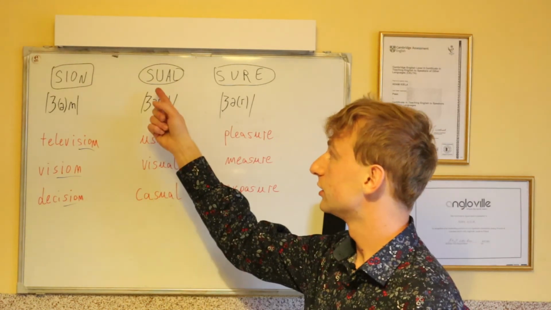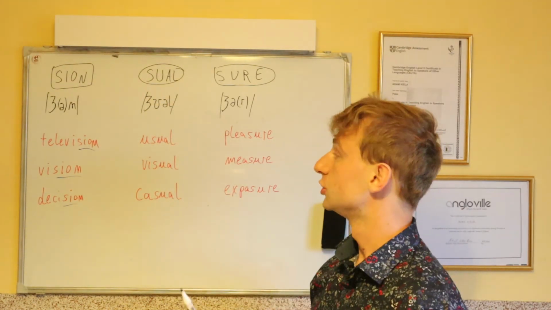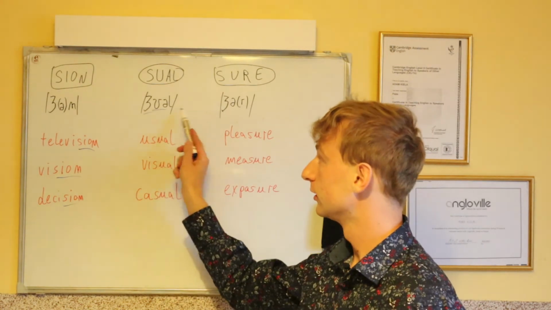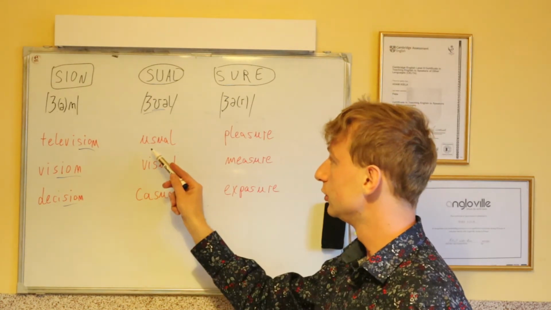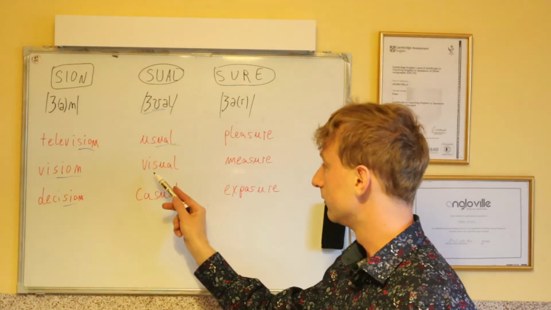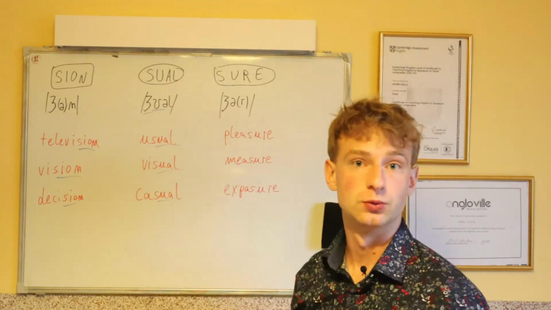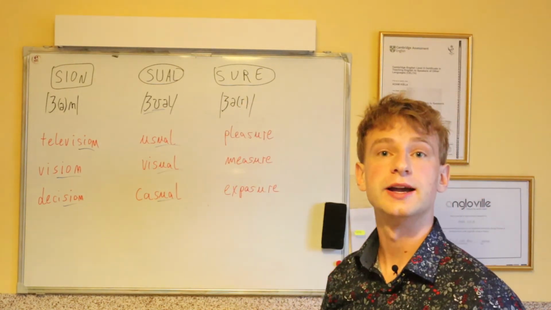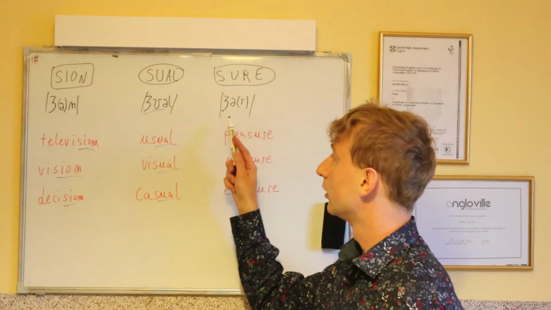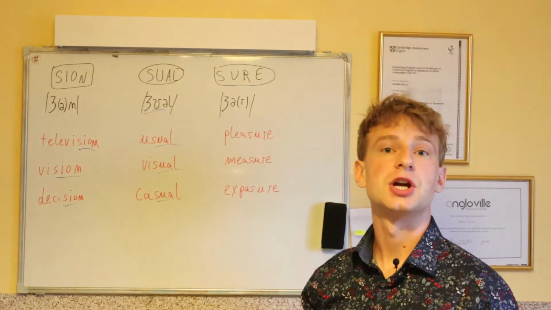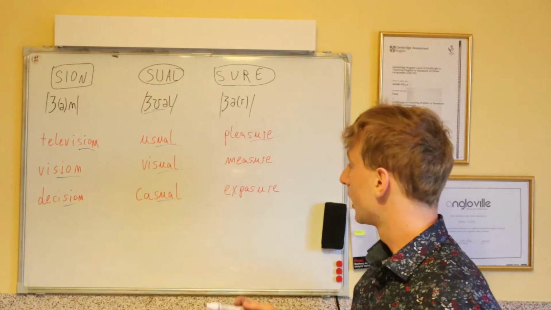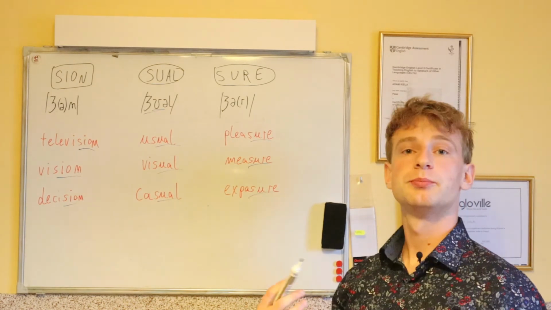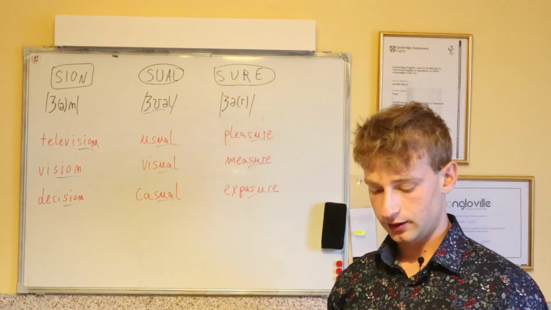We also have S-U-A-L, jewel. It's U-L, jewel. Usual, visual, casual. And we also have S-U-R-E. Pleasure. Measure. Exposure. All right.